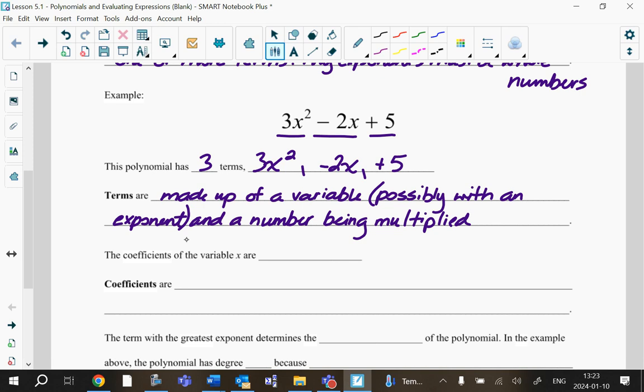That's a term, which I've just talked about here, possibly with an exponent there. This has got a variable. It's got a number that are being multiplied together. It has to have at least one of them. This is just a number. It doesn't have a variable, but it's still a term. Okay.